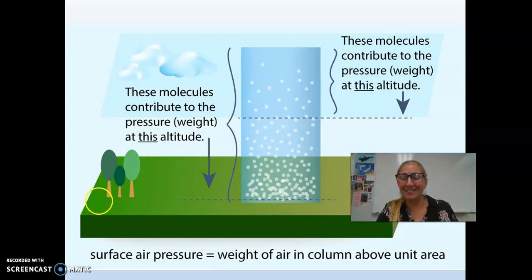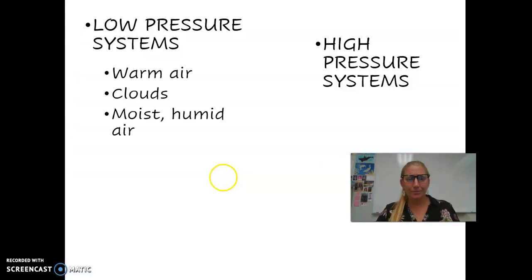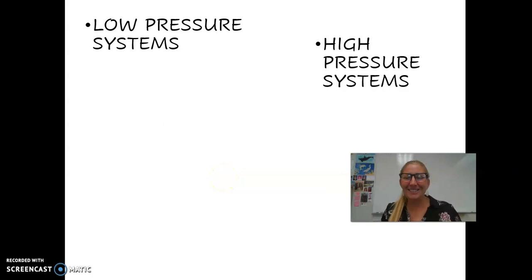That's really all I got on this diagram. So when we talk about atmospheric pressure, we often see that there are two really broad types of pressure belts: high pressure and low pressure. That's what you can see here on this slide. I'm going to give you some characteristics of each of these two types of pressure systems.